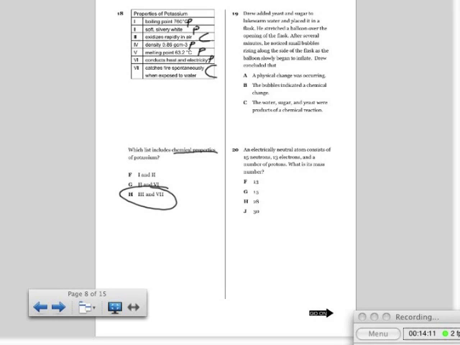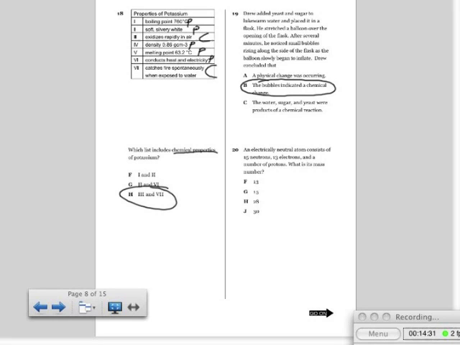Okay, 19, it says, Drew added yeast and sugar to lukewarm water and placed it in a flask. He stretched a balloon over the opening of the flask. After several minutes, he noticed small bubbles rising along the sides of the flask as the balloon slowly began to inflate. Drew concluded that what? What was going on? Okay, so B, the bubbles indicated a chemical change.